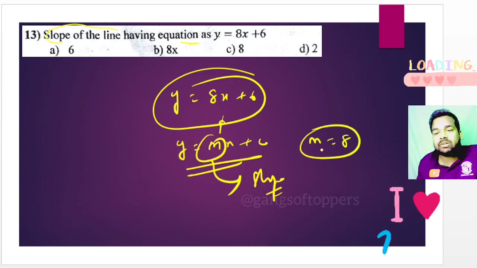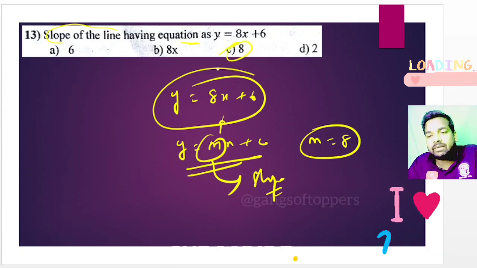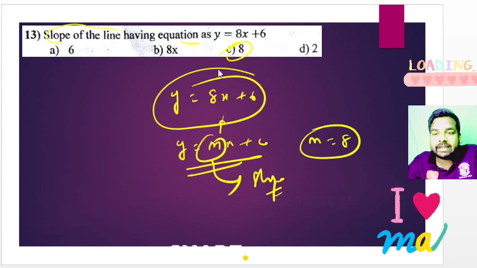Here m is equal to n. Okay, so here the answer will be C. C will be the slope of the line. That is, the answer is C.